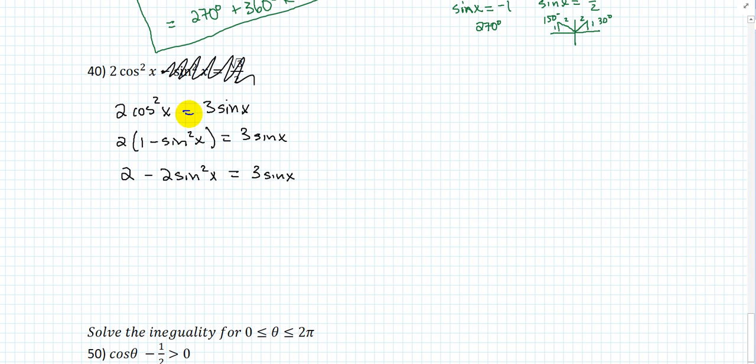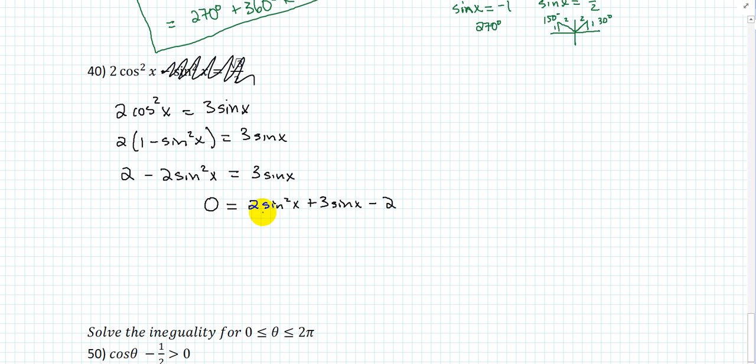So 2 cosine squared x equals 3 sine x. I changed cosine squared x to 1 minus sine squared x. It equals 3 sine x. I factored the 2 through, and then I didn't change that. I almost made it a squared. I'm still going to move everything to the right side. So I add 2 sine squared x over. Then I got the plus 3 sine x, and then I subtract the 2 over. So I'm right here, and I got 0.